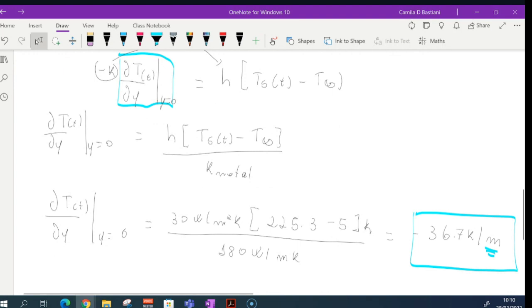Okay. Everything all right with this one? I just wanted to finish this one quickly before we go to the next ones. Any questions on this one before we move on?